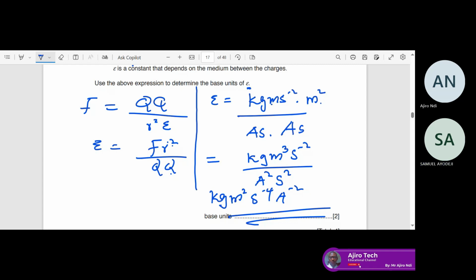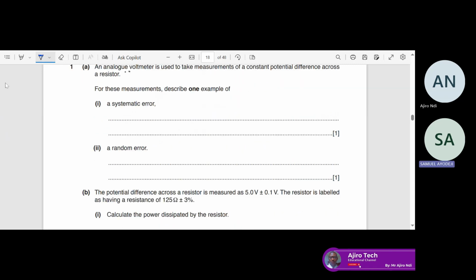Yes, sir, you can continue, you can move on. So that one is done. Now random error: how do you check on an instrument? Reading not starting from zero. So that will be the answer. Random error means readings are not close to each other, far apart.